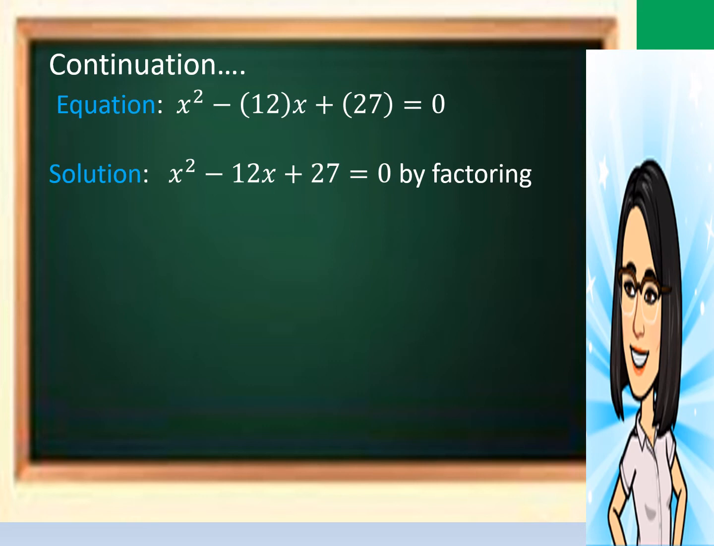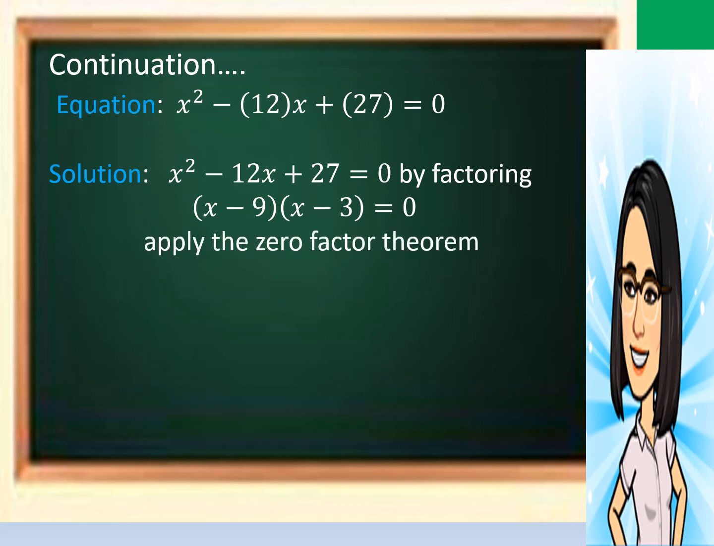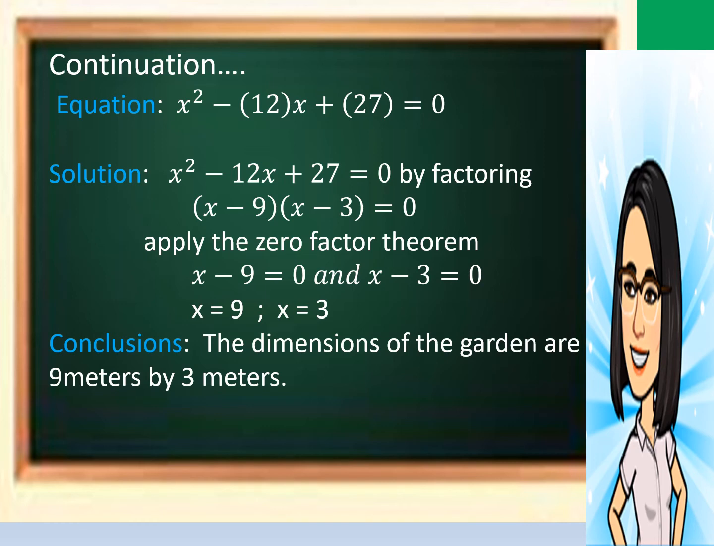And by factoring, the quantity x minus 9 times the quantity x minus 3 is equal to 0. Applying the zero product theorem, we have x minus 9 equals 0 and x minus 3 equals 0. And solving for x, we will get x is equal to 9 and x is equal to 3. Therefore, the dimensions of the garden are 9 meters by 3 meters.